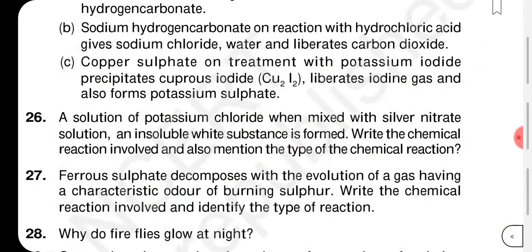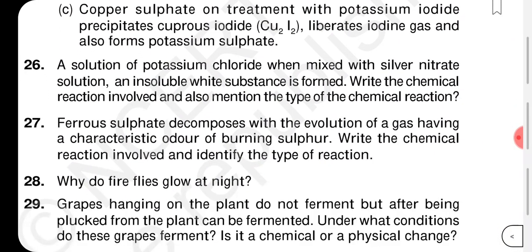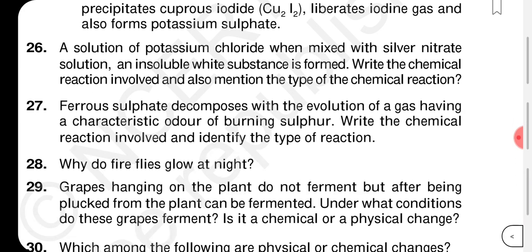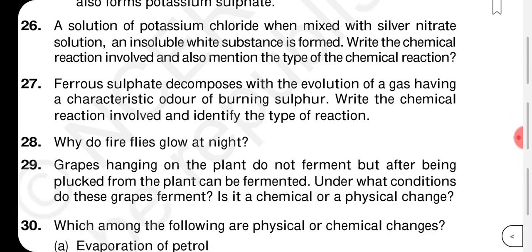Okay. Now let us do the next question, that is question number 27. Ferrous sulfate decomposes with the evolution of gas having a characteristic order of burning sulfur. Write the chemical reaction involved and identify the type of reaction. So again you have to write the chemical reaction. Ferrous sulfate is what? It is FeSO4, right?